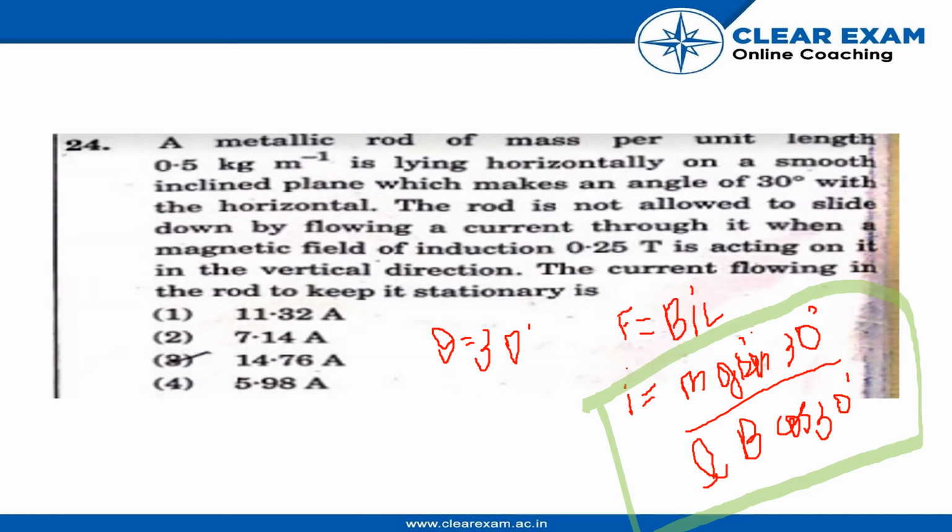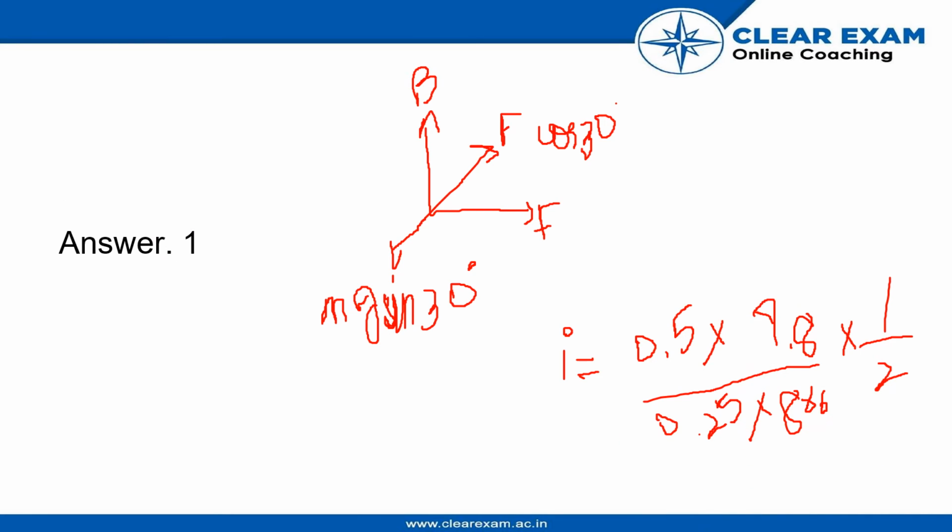F cos 30 degrees will be equal to mg sin 30 degrees. Now, as 30 degrees is formed between the horizontal and the force acting upon it, F cos 30 degrees will be equal to mg sin 30 degrees, as shown in this diagram. And when we substitute the values given in the question, with F cos 30 equal to mg sin 30, that will give us BIL cos 30 equal to mg sin 30, and when we solve this equation, we will come out with the formula that we derived in the previous slide.